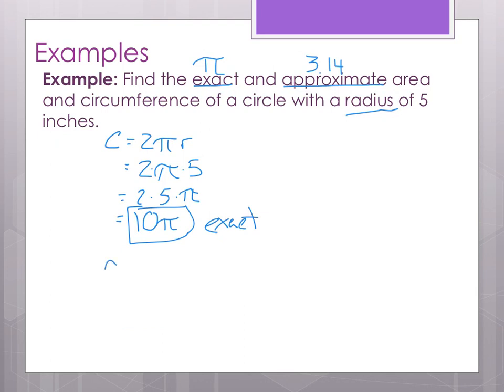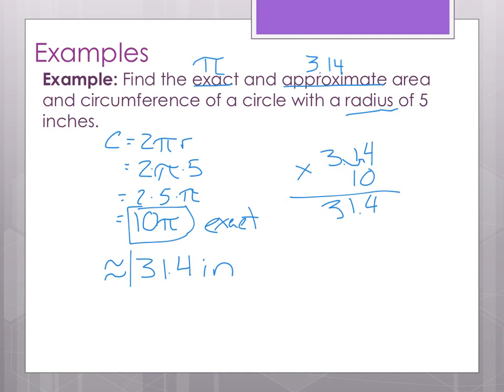So now we can do our approximate answer. We use this wavy line to show approximate, and then we're going to do 10 times 3.14. So 3.14 times 10. If we remember our special rules for multiplying decimals by powers of 10, I just need to move my decimal place one place to the right. So my answer here is going to be 31.4. So my approximate answer is 31.4 inches. No square units with circumference, since it is a linear distance, so 31.4 inches is going to be my approximate answer.